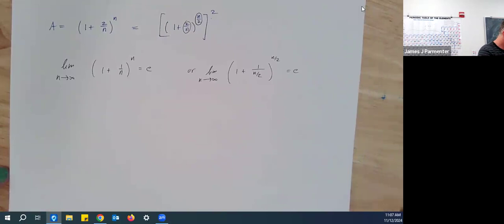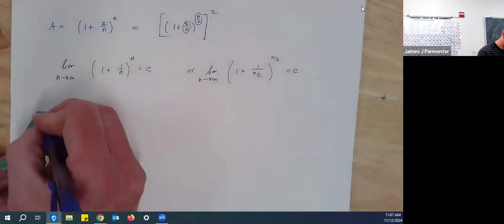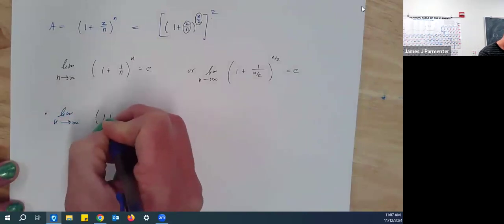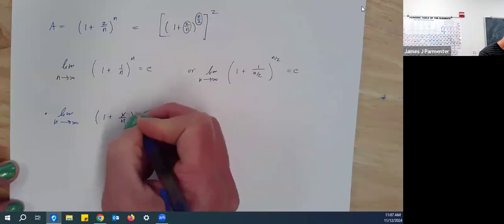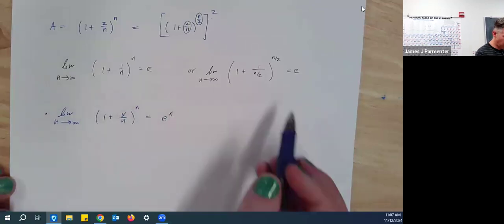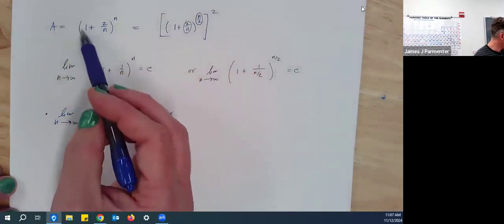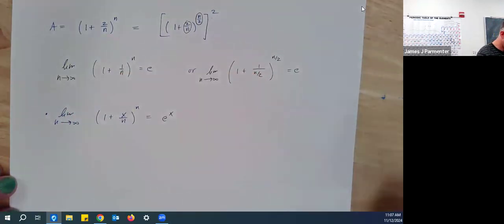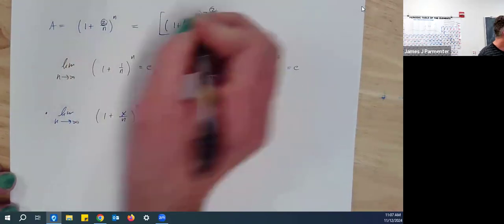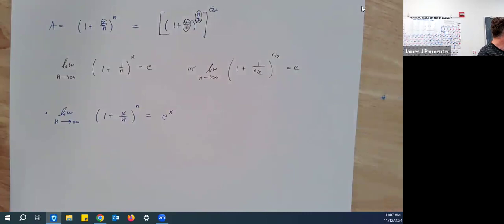Two things here. The general idea, which I think is a problem in the textbook somewhere, is that the limit as n goes to infinity of 1 plus x over n to the nth power is equal to e to the x. In the same way that this limit was equal to e squared. Just replace the 2 here with x, and you'll end up getting e to the x.